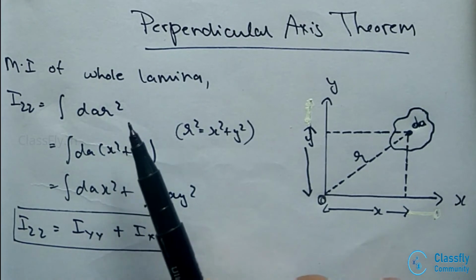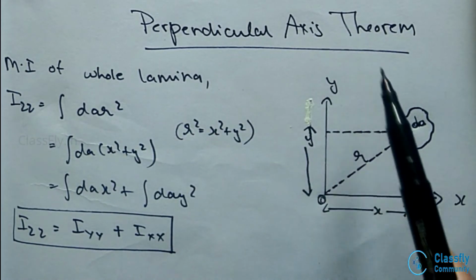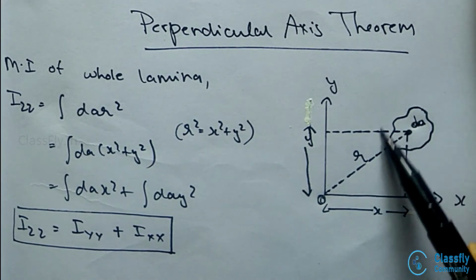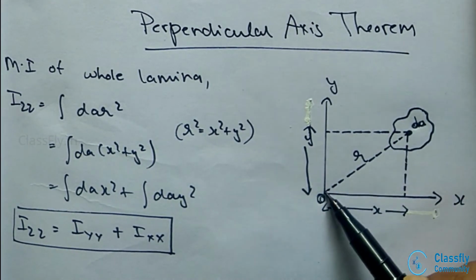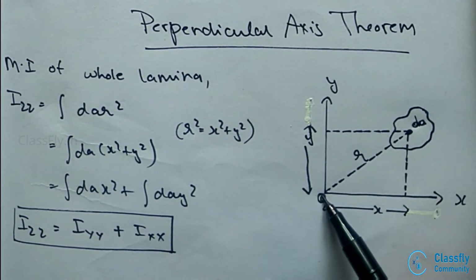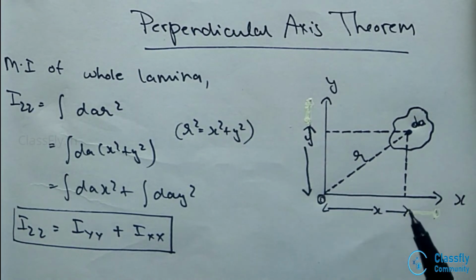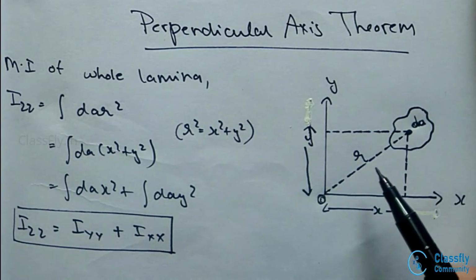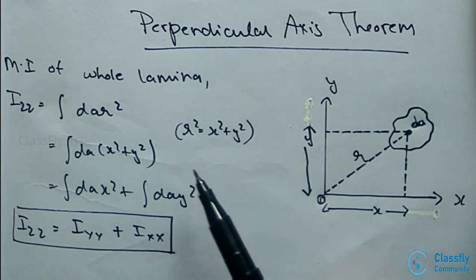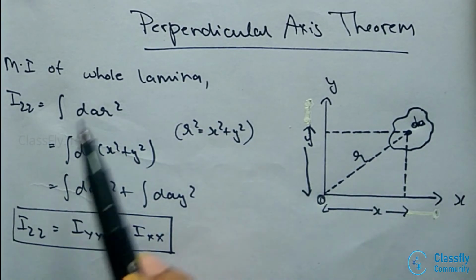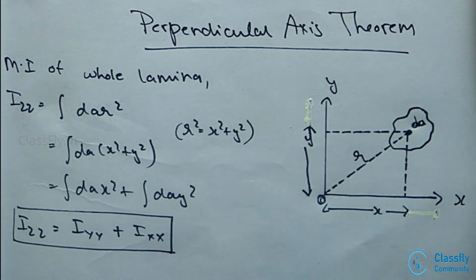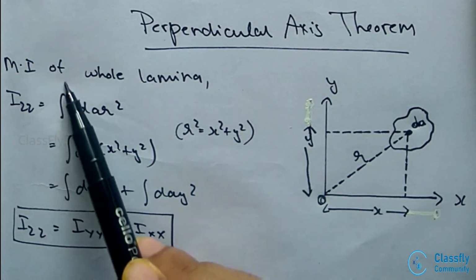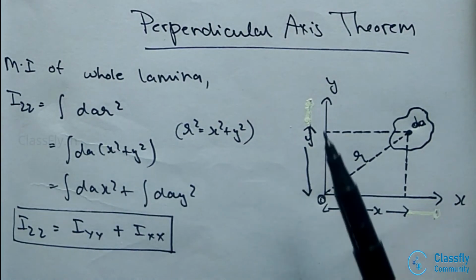Now, coming to the proof of the perpendicular axis theorem. Well, consider an elemental area, say dA, which is at a distance of r from the point O. Hence now, the moment of inertia of the element about the z-axis is given as dA r square. Hence, the moment of inertia of the whole lamina about the z-axis can be given by Izz is equal to integral of dA r square.